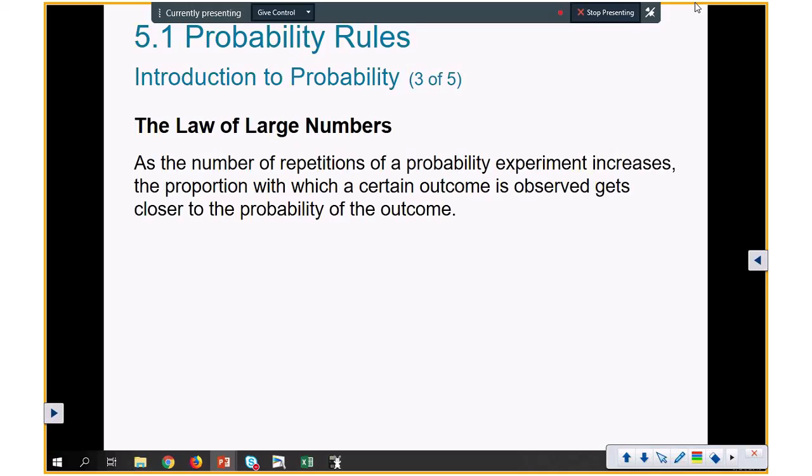Okay? Buttercups and snowflakes. Okay? Even though ass is a donkey, anyway, the law of large numbers.